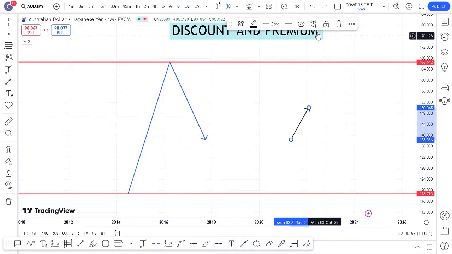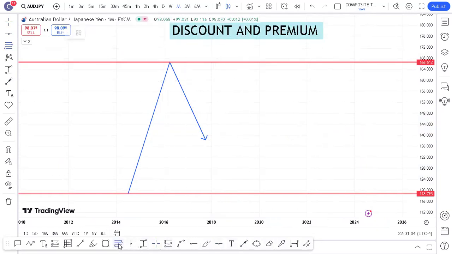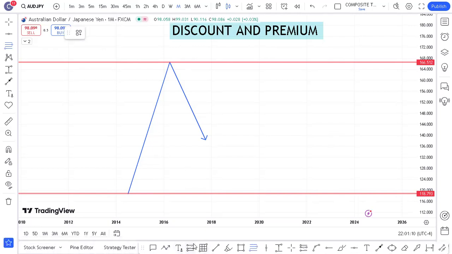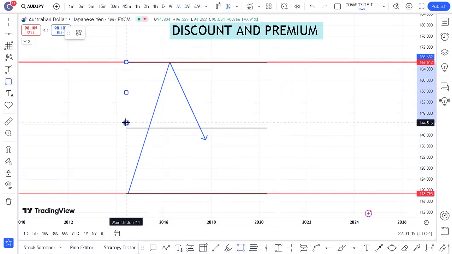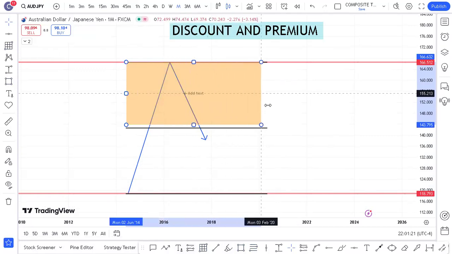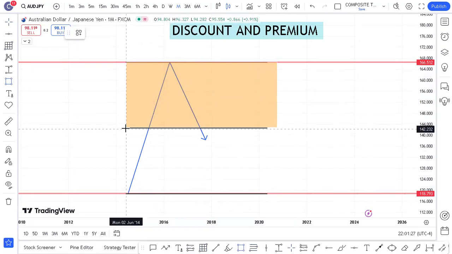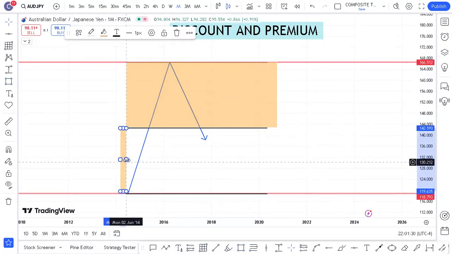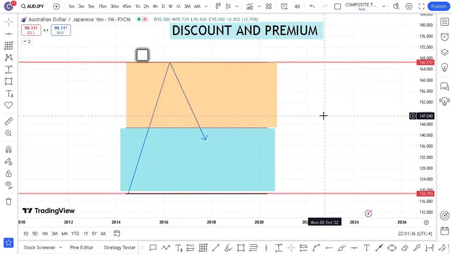For example, if we measure this range, let me use this. I'm used to my tools being here. Let's measure this low and this high. We can see this upper half, we can call this level a premium level. Then the lower half is called a discount level. Let's use a different color there to make it look different. So you're going to notice that this is how the market moves.